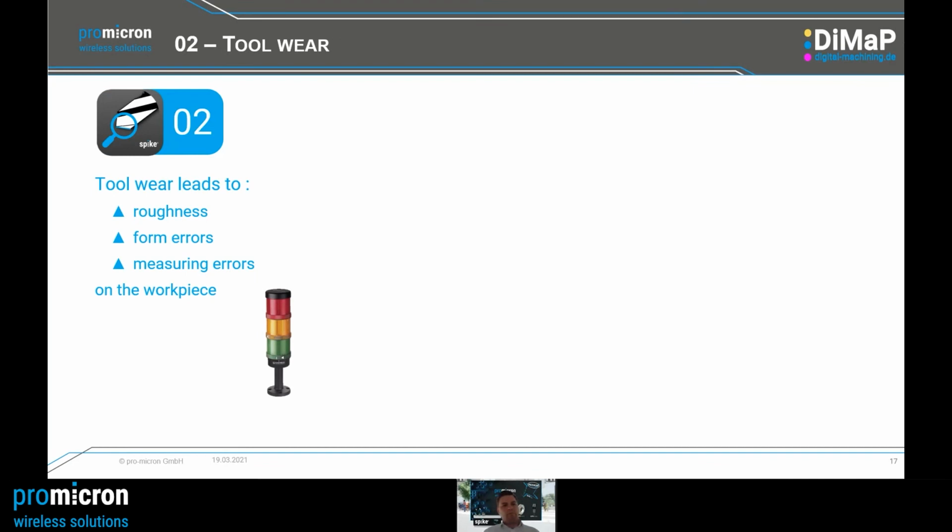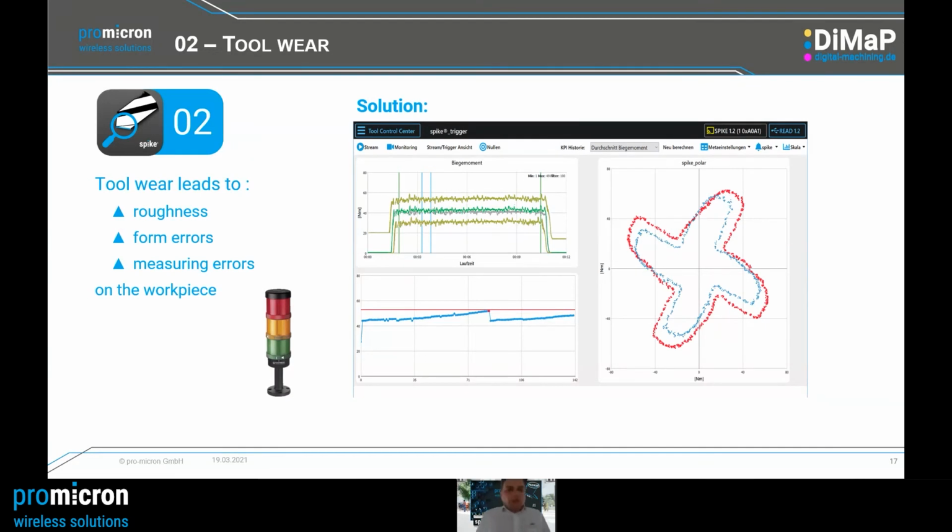Let's go to the next issue. It's the tool wear. Tool wear leads to bad roughness, form errors, or even measuring errors on the surface of the workpiece. The goal here is as well to detect the forces, to see the process development, to see the trend analysis. And one example here, how Spike is doing it. We have the long time trend with the KPIs, which we can calculate, for example, a basic one, the maximum bending moment, and we see that when we reach a defined level, we can have an automatic signal to the machine for automatic tool change and so on.